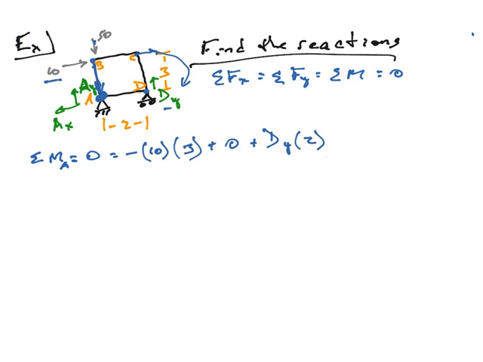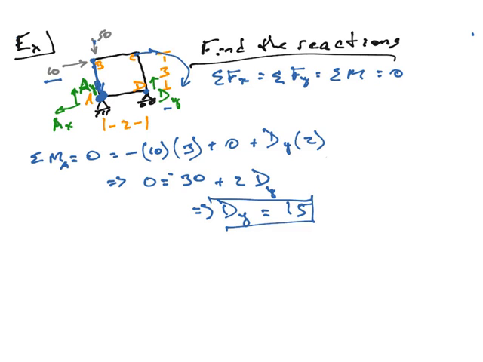And there we go. There's my equation. So what do we get? We get 0 equals negative 30 plus 2 dy. Thus, dy is 15. I now know one of my reactions. All right, so one of them's done.